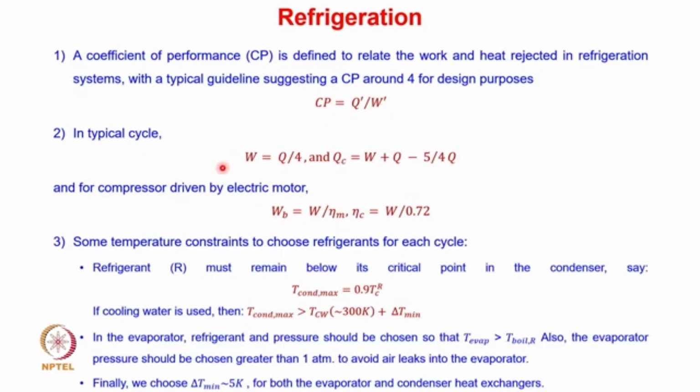Again, for a typical cycle, W is given as Q by 4 and QC is given as W plus Q, which is 5 by 4 Q. And with the compressor driven by an electric motor, we can calculate WB. This is nothing but the work required, which is given as W by eta M.